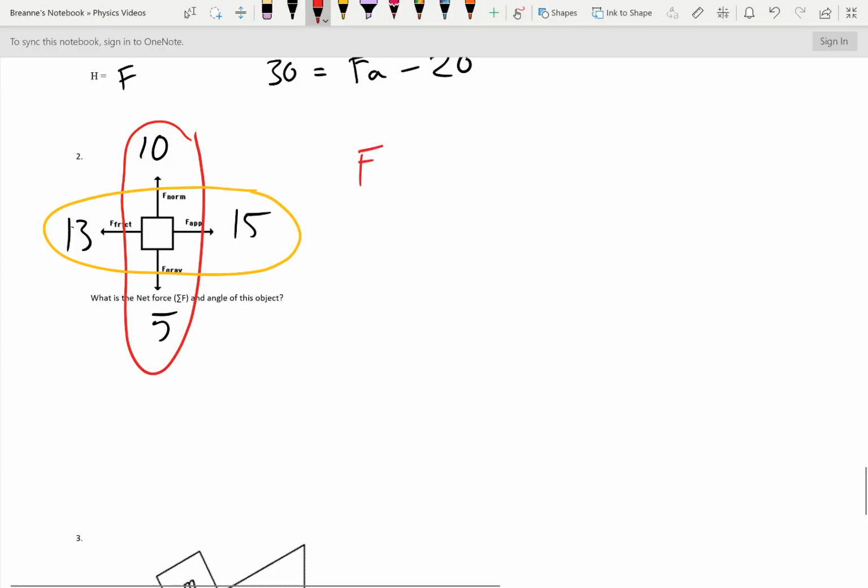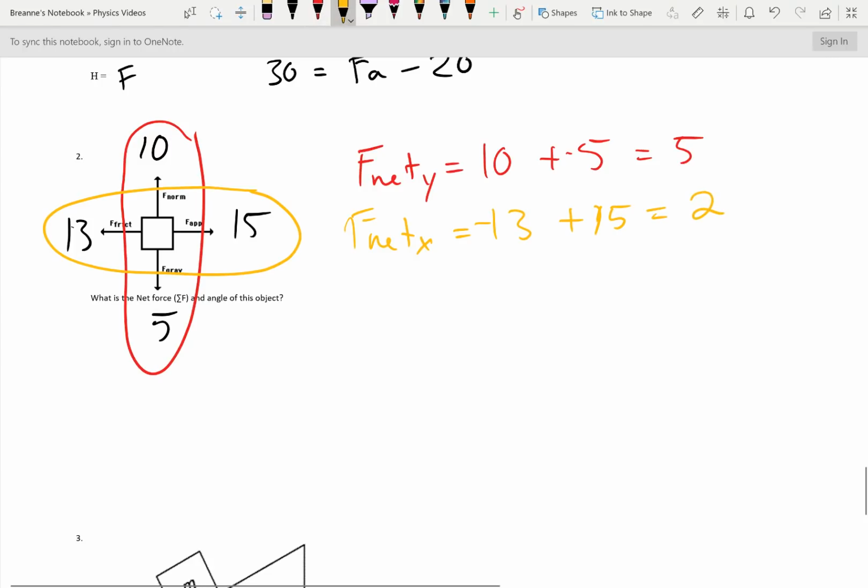So if you're doing the net force in the Y direction, we end up doing 10 plus 5, but you have to take into consideration, so it'd be negative 5. So 10 plus negative 5 gives you 5. And then the net force in the X direction, so you have 13 plus 15. 13 is a big negative because it's going to the left, and that gives you 2.